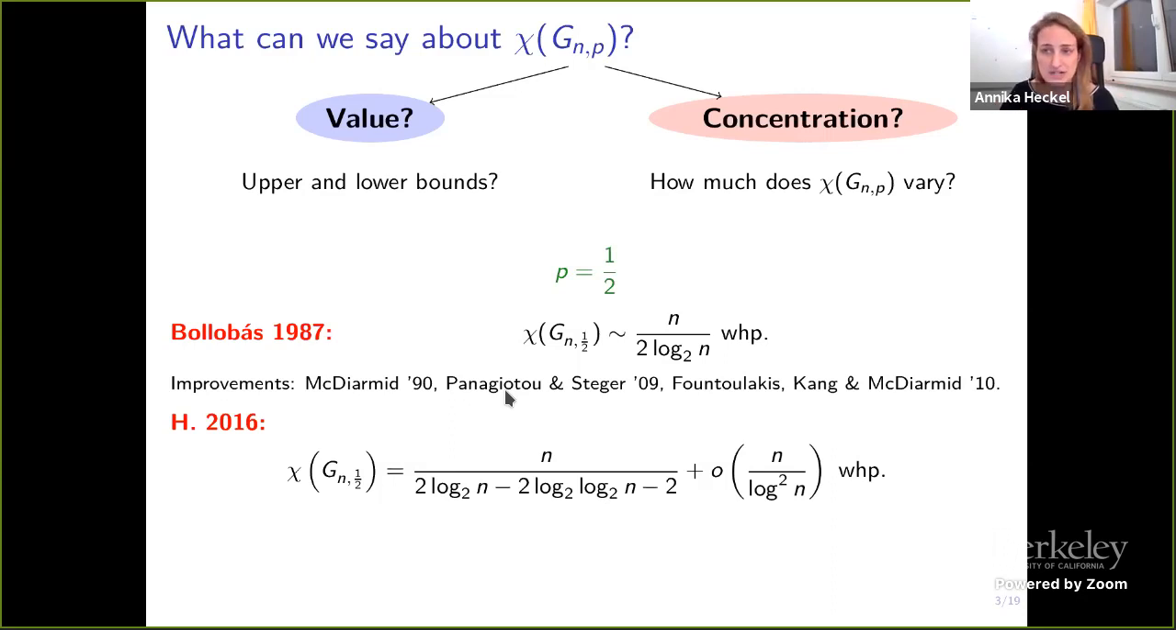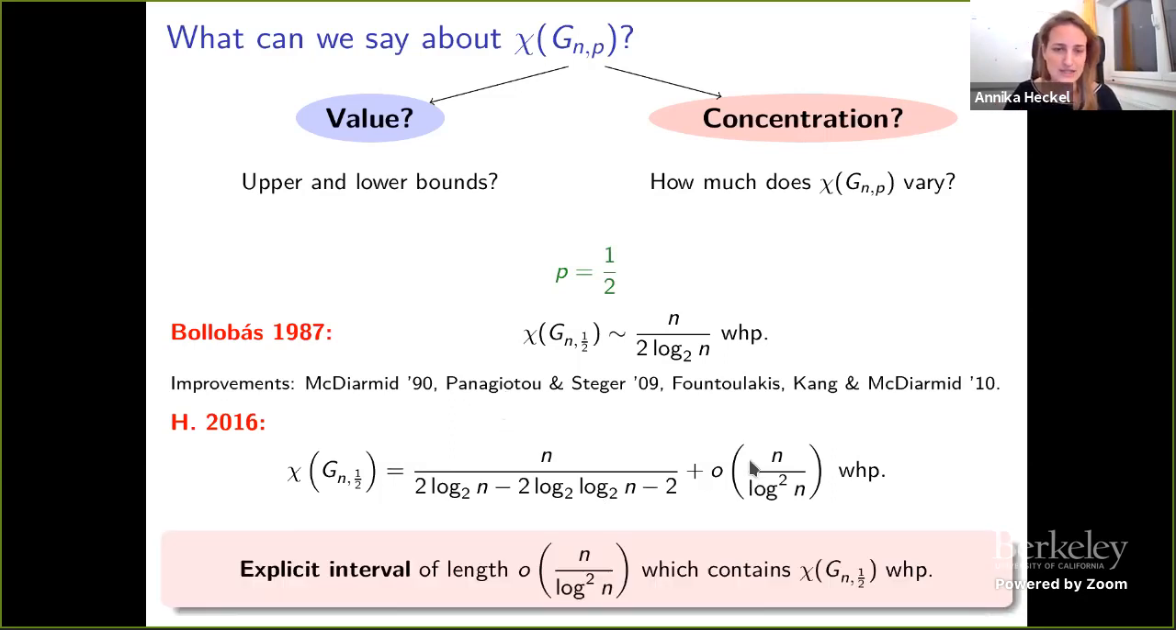So let's get to concentration. This last result is of course already a weak concentration type result. It gives us an explicit interval of length little o of n over log n squared, which contains the chromatic number with probability tending to 1. But that's really weak. And if we don't have to be explicit about the interval, so if we don't have to specify the interval, we can do a lot better than that.